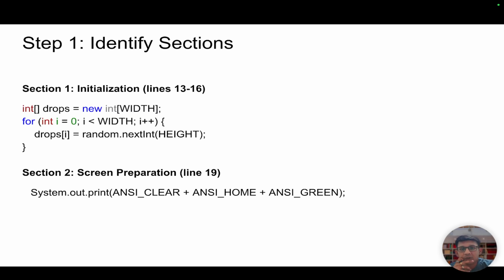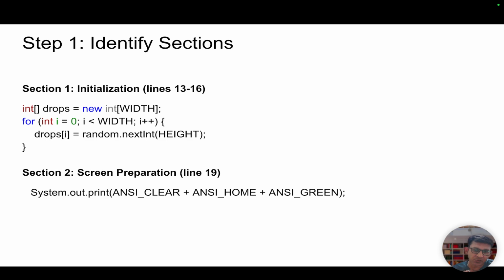Let's first break the code into logical sections. We're looking for chunks that serve a single distinct purpose. Now, let me walk you through the code and show you how to spot these boundaries. Section 1 is the initialization part. Here we are creating an integer array with 80 positions, one for each column. Then we loop through each position and assign a random number between 0 and height, which is 25. So if column 0 gets random value 12, column 1 gets 7, column 2 gets 19, we're setting up where each drop starts vertically on the screen.